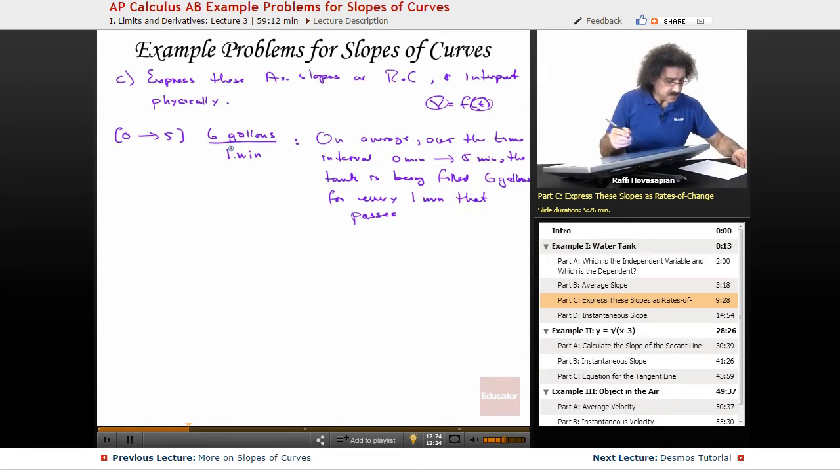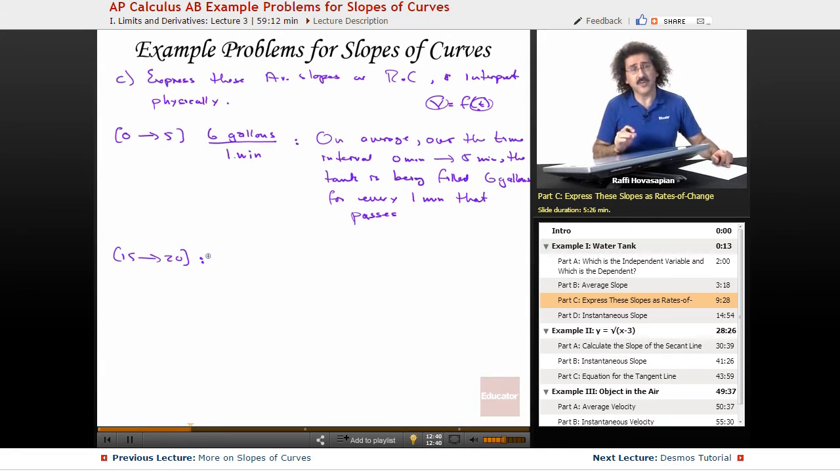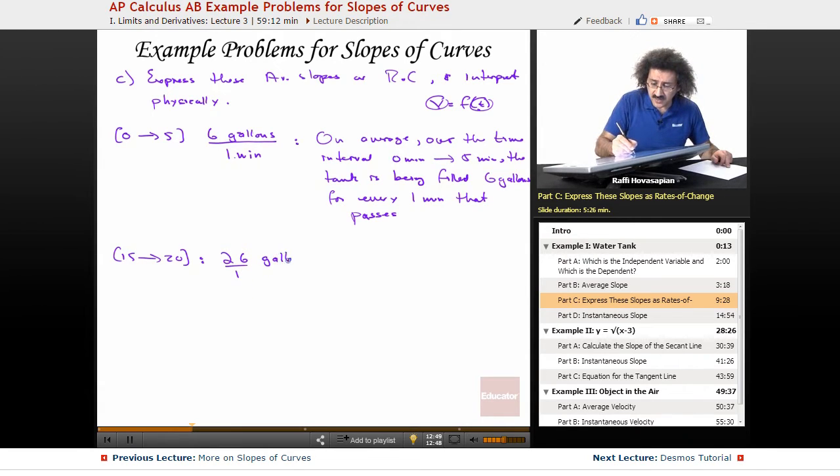Okay. Next one. Let's not do all of them. Let's just do 0 to 5. I'll skip the 5 to 10. I'll skip the 10 to 15. Let's do the 15 to 20. It's the same thing. So the time interval from 15 to 20, the numerical value that we found for the slope, the average slope, was 26. What that means is that it's actually 26 over 1. It means 26 gallons per 1 minute.